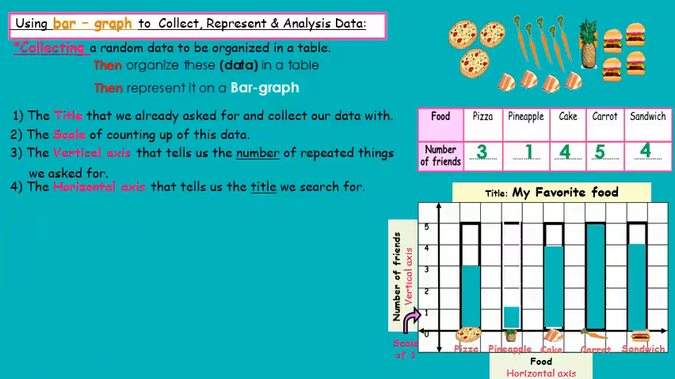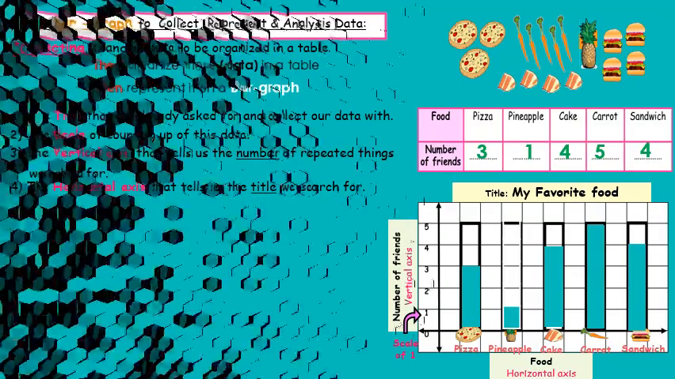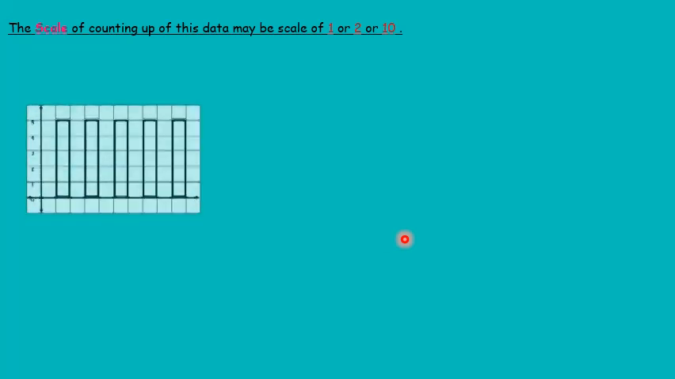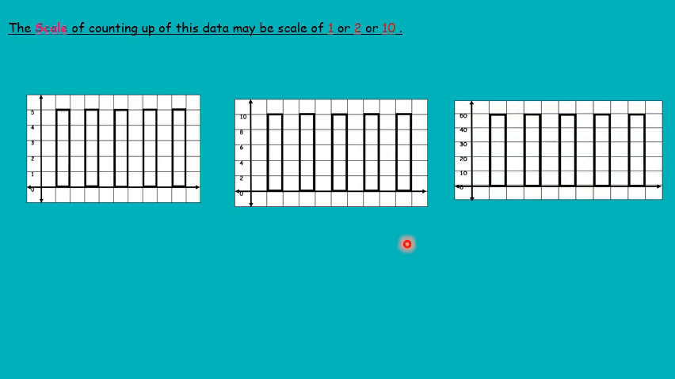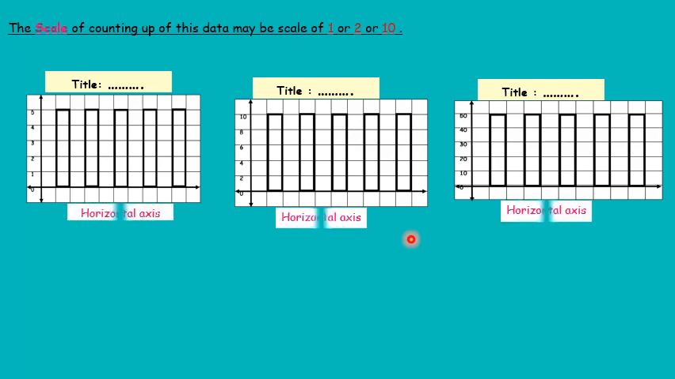Okay. I will explain important points. The scale of count. Look here. Let's see. We have 3 bar graphs. What is the difference between them? Look here, all of them have a title, all of them have a horizontal axis, all of them have a vertical axis. Please focus with me and note what is the difference between them.